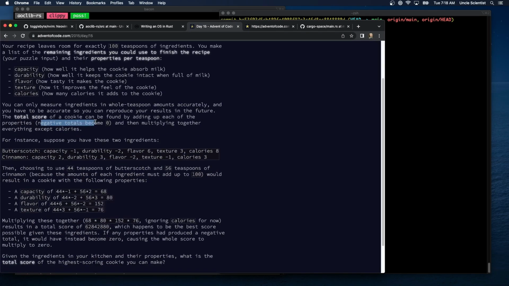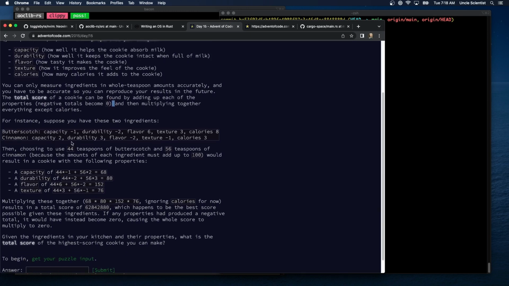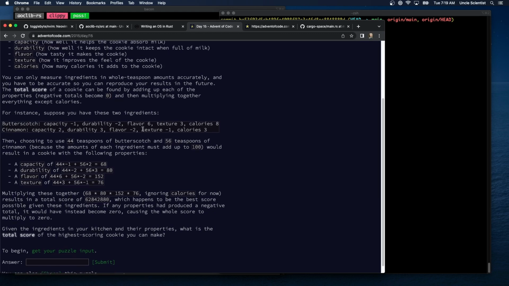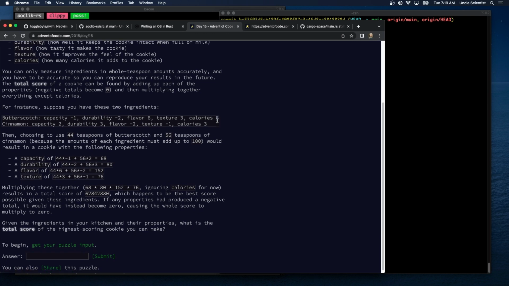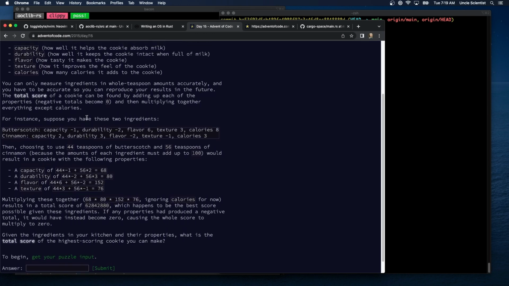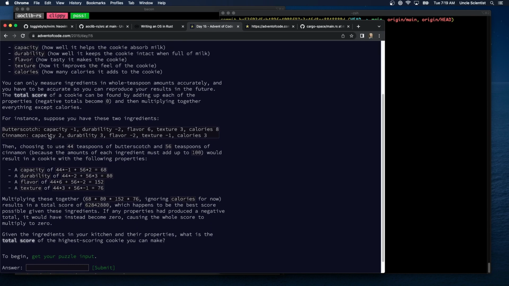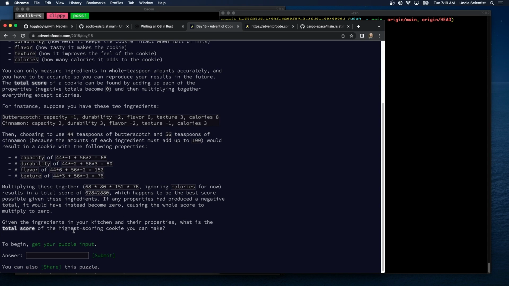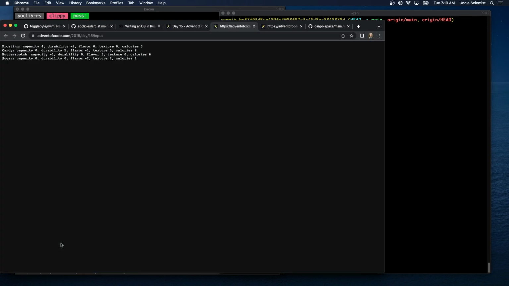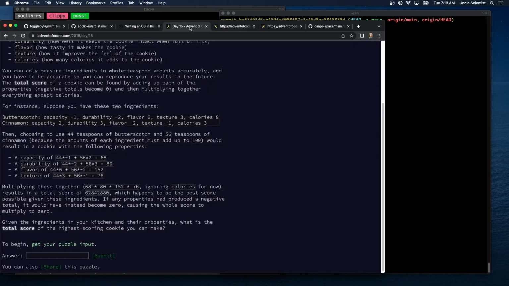Yeah, so this is kind of important, right? Oh, how do you get negative? Okay, so butterscotch has negative capacity, negative durability, but positive flavor, texture, and calories. We don't care about calories, although I guess we should parse it. So how many ingredients are there? That's not a lot. So we have 4 ingredients that we're dealing with. I'll close that one. Close that one.